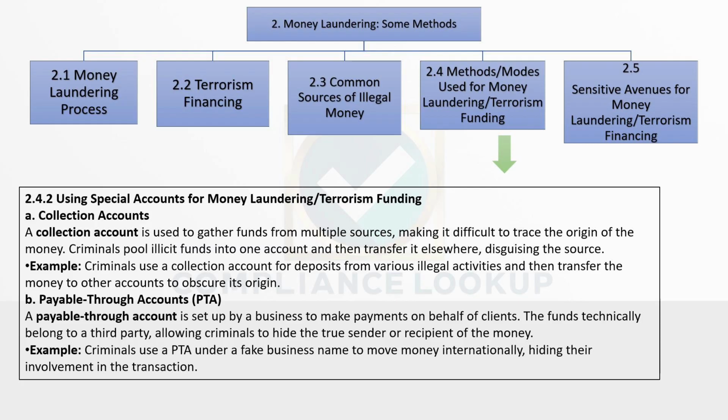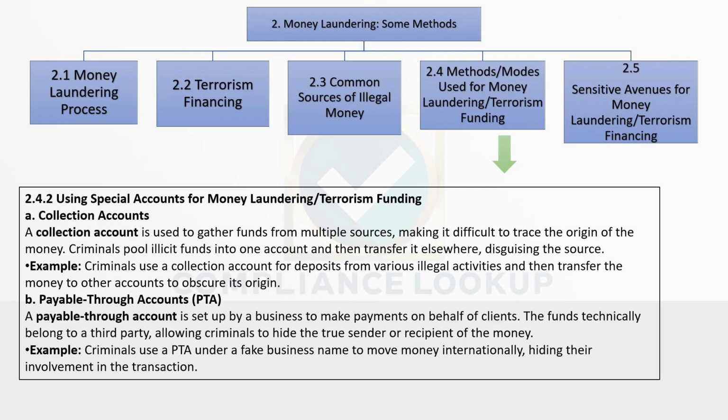B. Payable through accounts, PTA. A payable through account is typically set up by a business, but the funds in the account technically belong to third parties, such as the business's clients. These accounts allow criminals to make payments on behalf of their clients while keeping the true sender or recipient of the money hidden. PTAs are often used to move large sums of money across borders, making it harder for authorities to track who is behind the transactions.